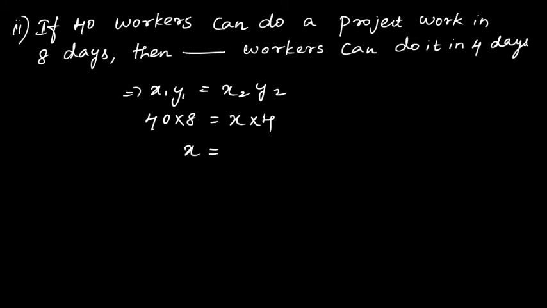So x is equal to 40 into 8 divided by 4. So cancel 4 and 40, you will get 10. So 10 multiplied by 8, you will get 80. So here the answer is 80 workers.